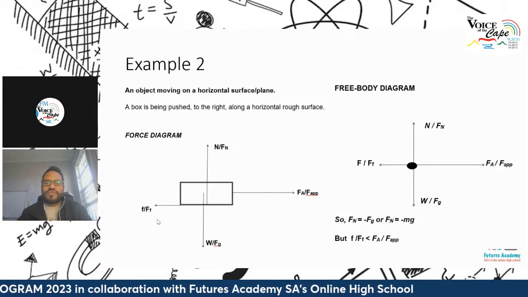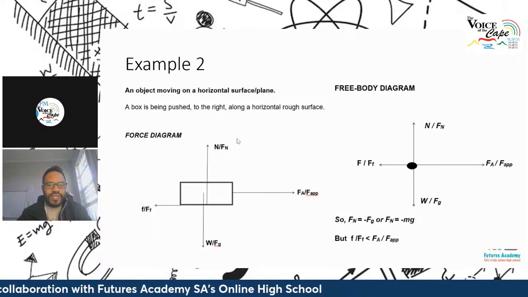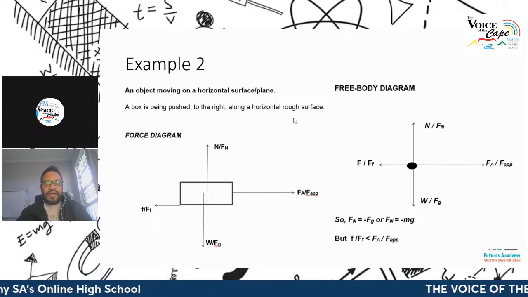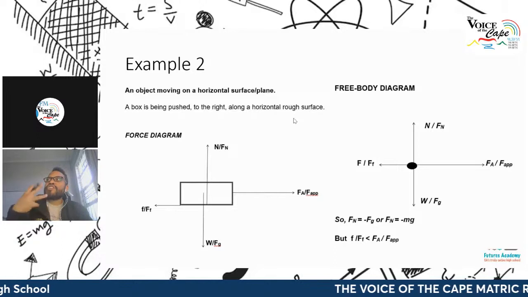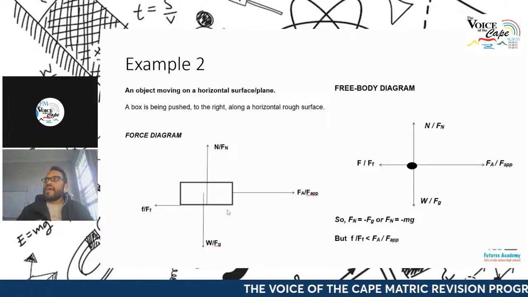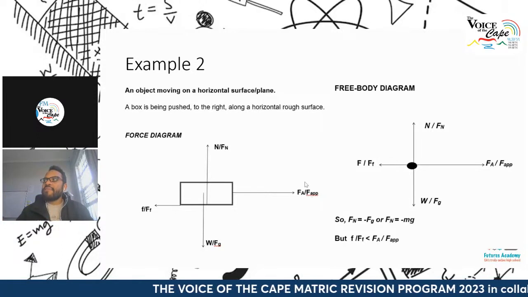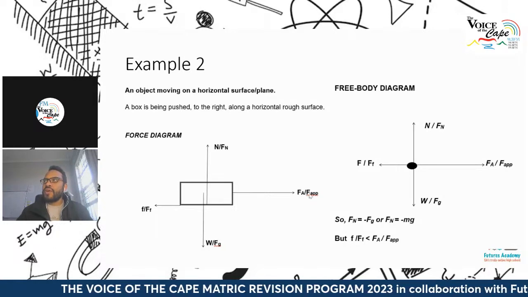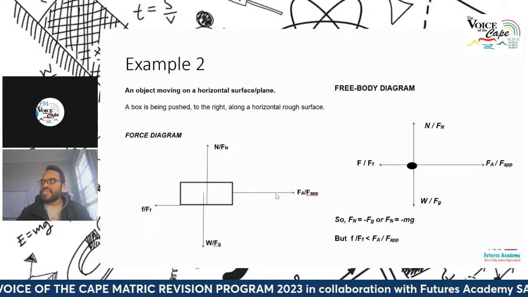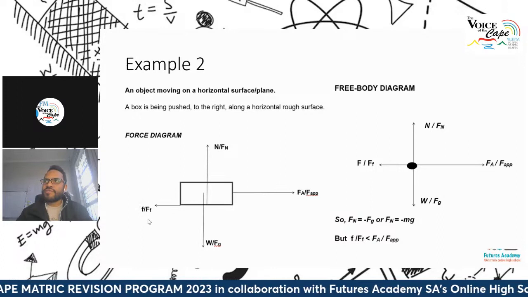Now, how do we know there's friction? The friction comes from the word here. It's on a rough surface, okay? Otherwise, they would have told you it's a frictionless surface. And then on this side, we have the applied force. Now, how do we know the applied force's arrow is longer than this frictional force?